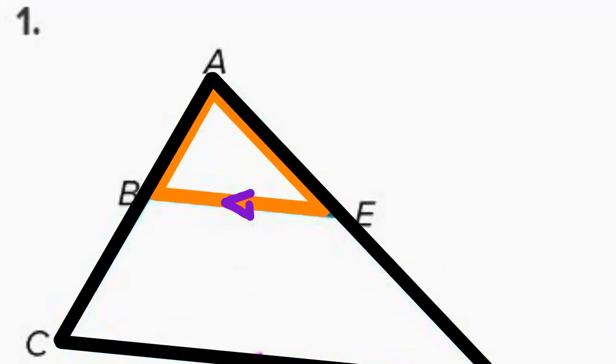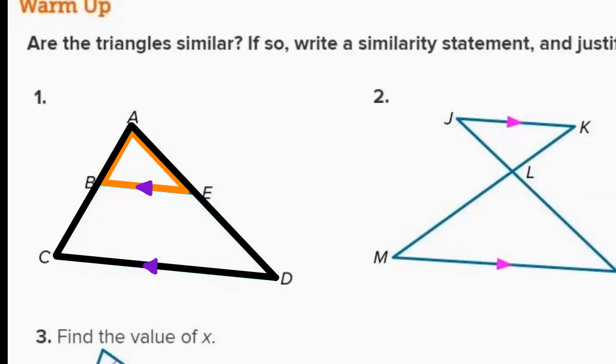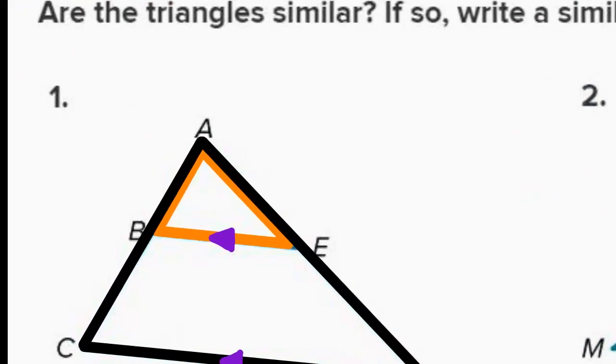And I've almost blocked it out, but there's these 2 little arrowheads here. One of the first things I notice on number 1 is when I look at triangle ACD, the big one that I have outlined in black, and ABE, the little one that's outlined in orange, there's something that they have in common.